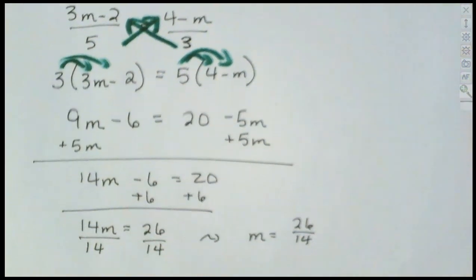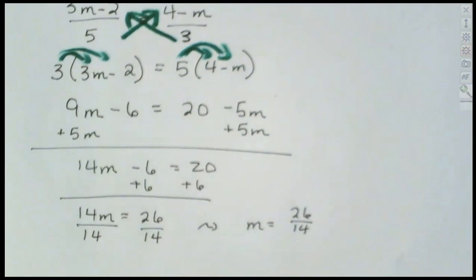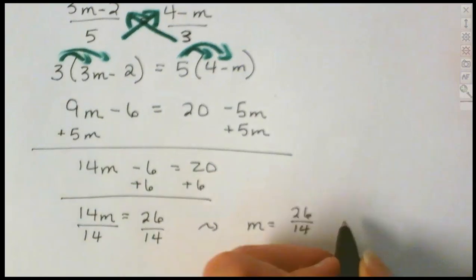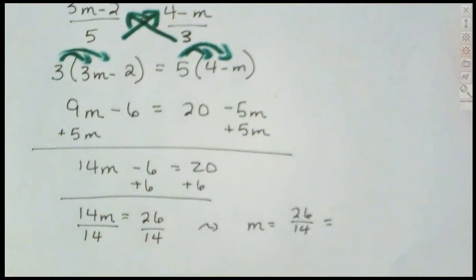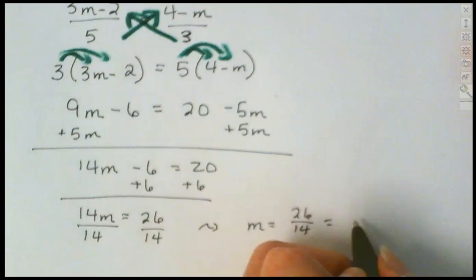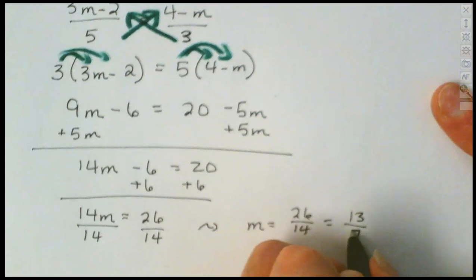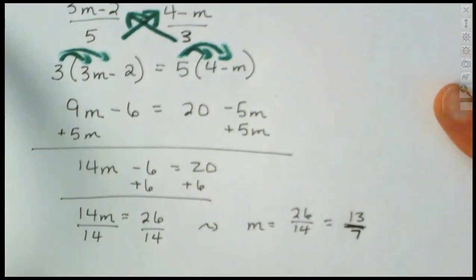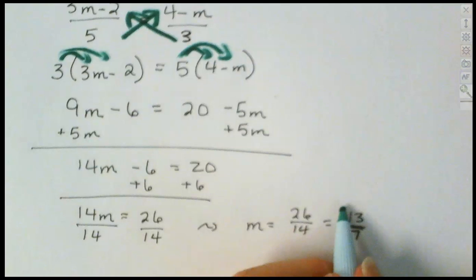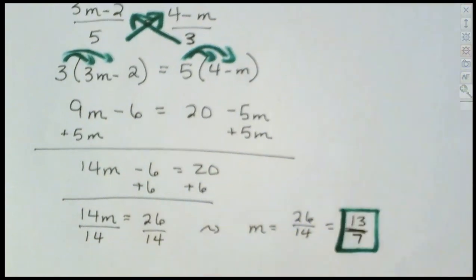But we're not done yet, because what do we know about that 26 over 14? Well, 26 and 14 are even numbers. So we know at least a 2 is going to go in there. So let's try to divide these both by 2. So 26 divided by 2 would be 13, and 14 divided by 2 would be 7. And now I know to stop, because 13 and 7 are prime numbers, so they cannot go any further.